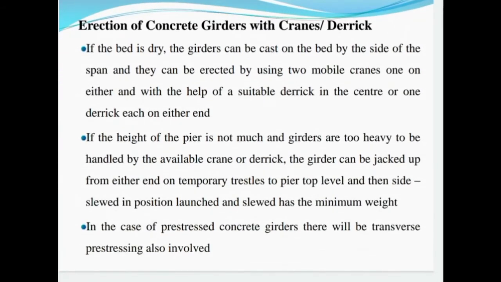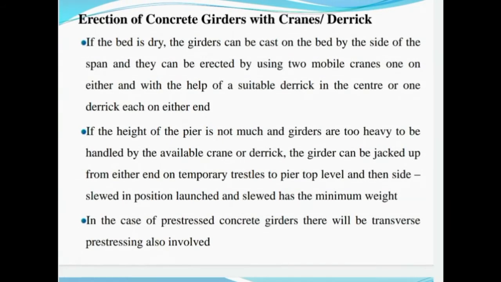Now we are going to see the erection of concrete girders with the help of cranes or derricks. The girders can be cast on the bed by the side of the span, and they can be erected by using two mobile cranes, one on either side, and with the help of a suitable derrick in the center, or one derrick on either side of the end. If the height of the pier is not much and the girders are too heavy to be handled by the available crane or derrick, the girder can be jacked up from either end on temporary trestles to the pier top level, and then slewed into position, and they are launched and slewed as the maximum weight.